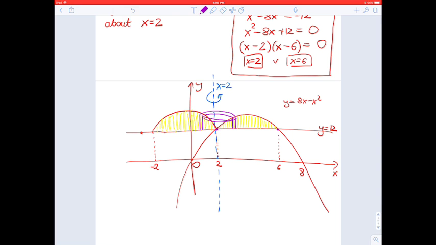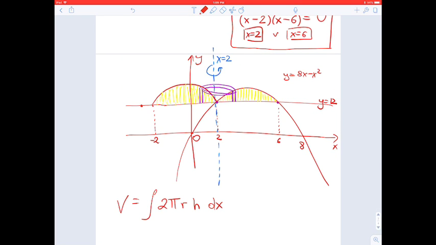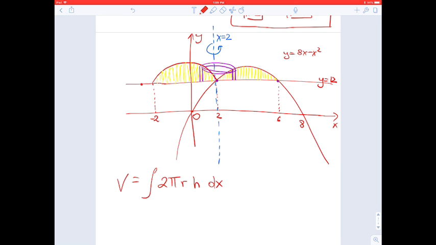Okay, and the formula for the volume. Yes, the formula for the volume using the cylindrical shells method is the integral of 2 pi r times h, and in this case I will integrate with respect to x, because we learned that if the rotation is done about a vertical line, the integration will be with respect to x. And once more, my slicing, which means my integrating, is done between 2 and 6.